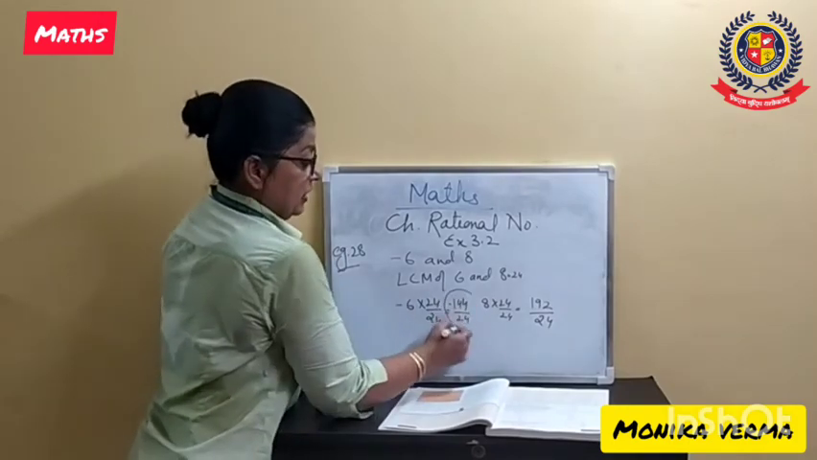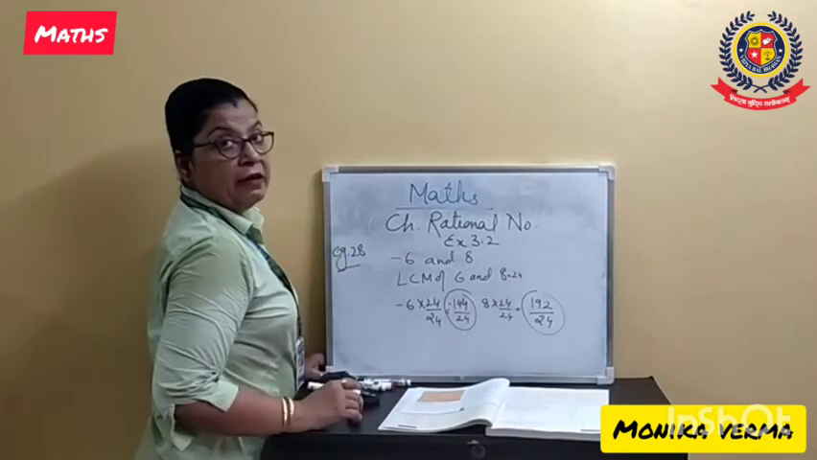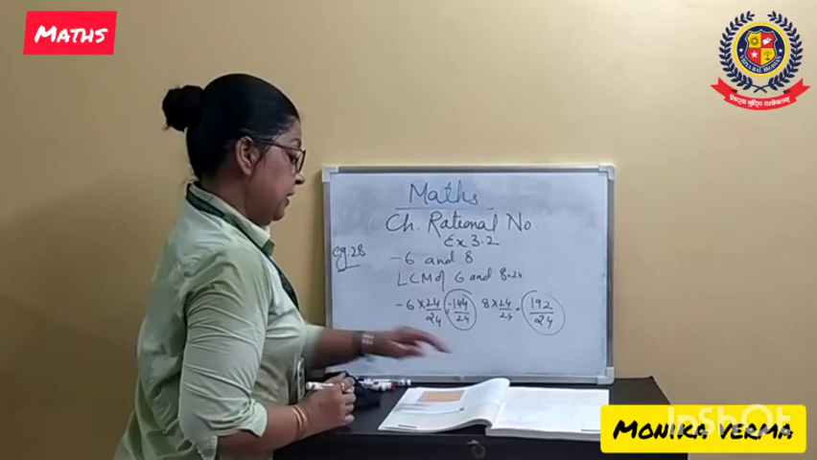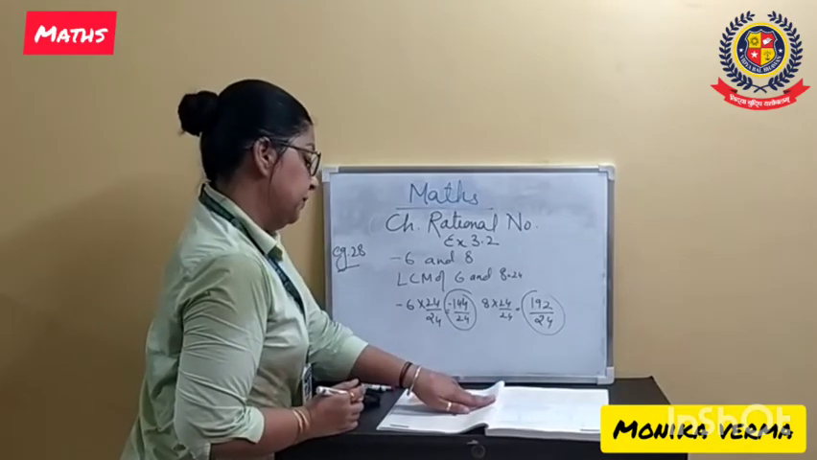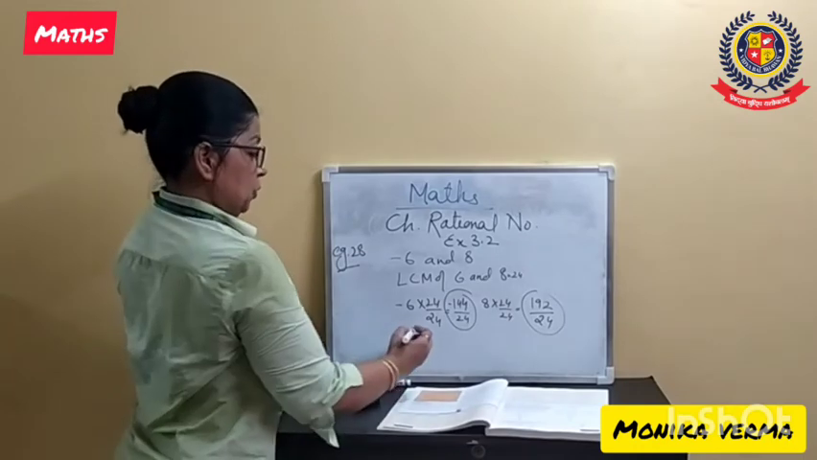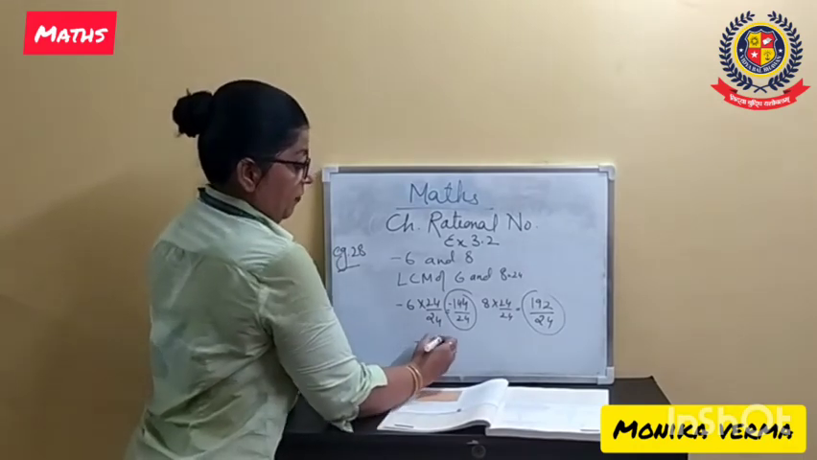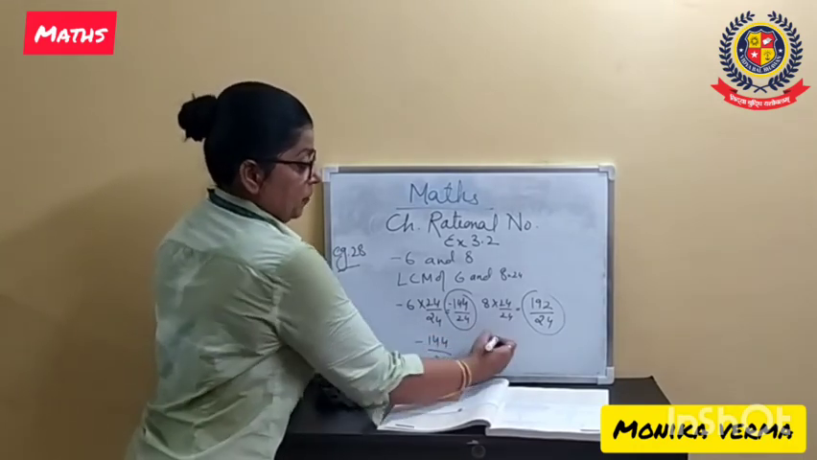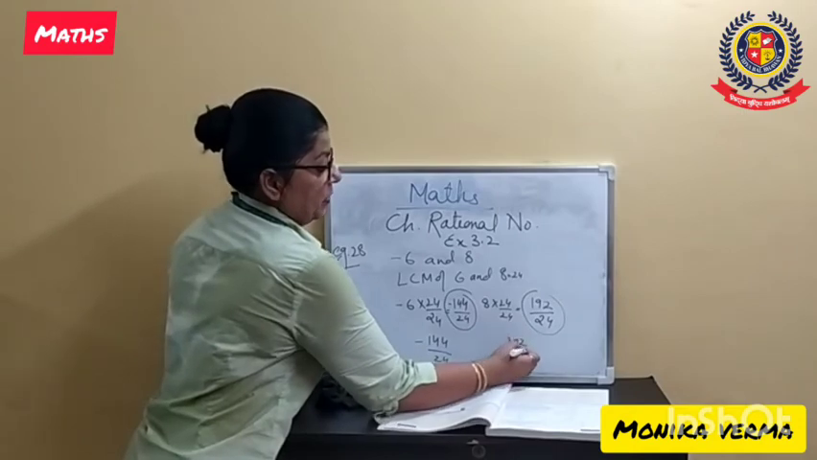We have got these two and we have to find rational numbers between them. The question says find the rational numbers between them. It has not mentioned how many. So we will find only two. We will write minus 144 by 24 and 192 by 24.